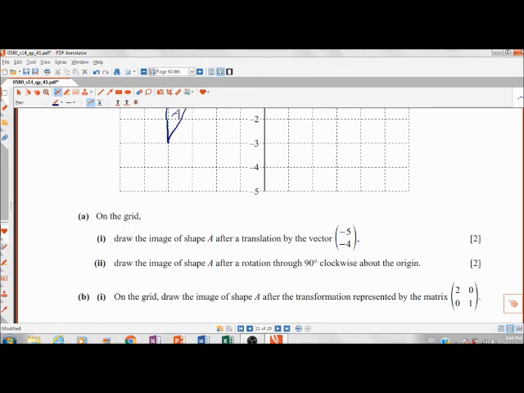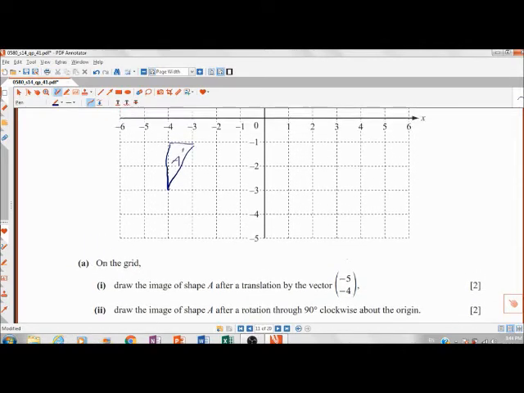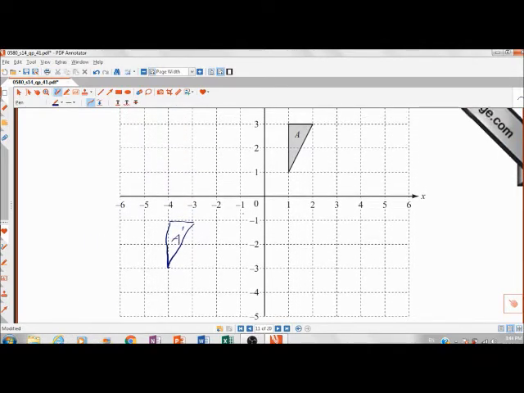Alright, draw the image of shape A after rotation 90 degrees clockwise about the origin. So for rotation, you can imagine a clock arm rotating, for example like this from the origin. You go like this, straight, and then like so. Then this clock arm will rotate 90 degrees, so it's like this. This is the first point, and the second point. And then the last one is there, so it should be around here. That's the shape position.